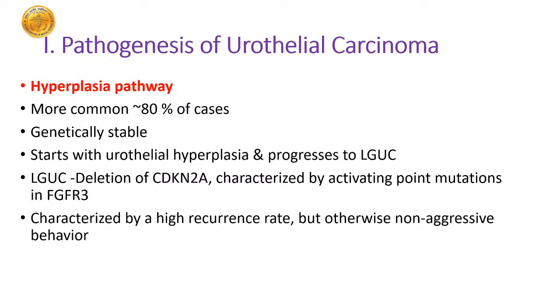As we all know, this is just a recap. The hyperplasia pathway is more common. It's seen in about 80% of cases, and these are usually genetically stable. These cases start with urothelial hyperplasia and progress to low-grade urothelial cancer. In this, we have activating point mutations of FGFR3, which is fibroblast growth factor receptor 3. These usually have a non-aggressive behavior, though they are known to recur.